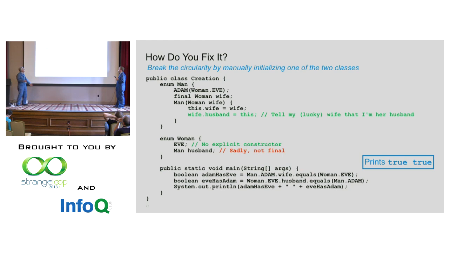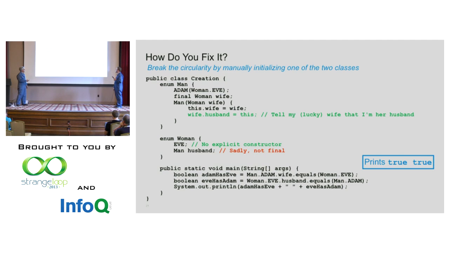And then we create an instance of Adam, and we're calling this constructor. We set our wife to Eve, and we set Eve's husband to Adam. We tell our lucky wife that we are her husband. Finally, we return. We're back down here, and we check if Adam's wife equals Eve. It does.